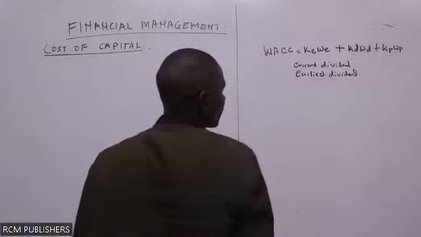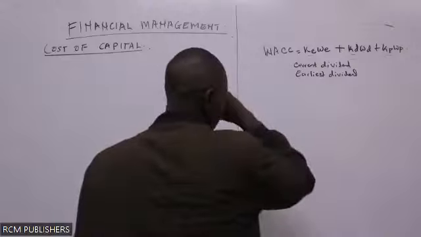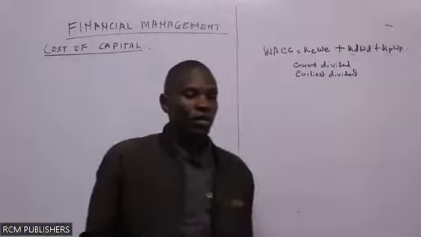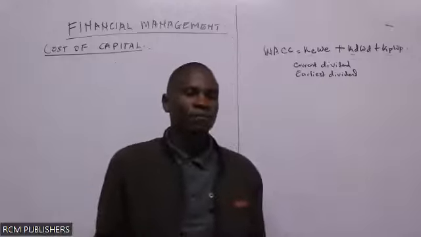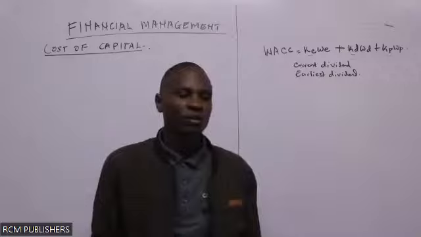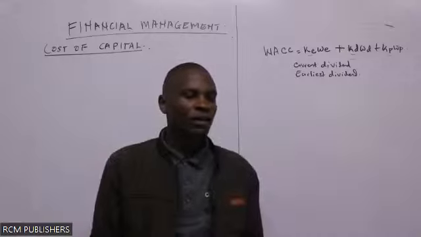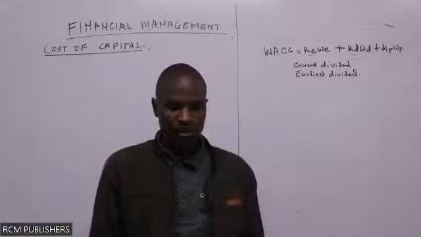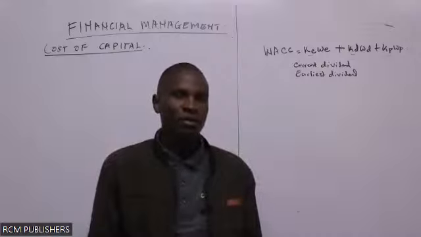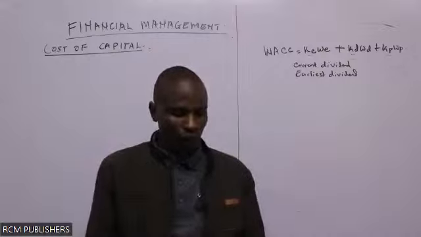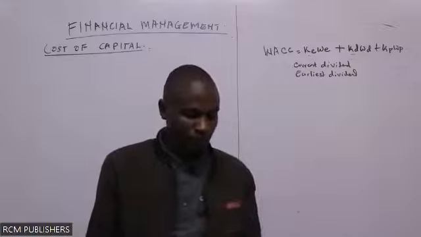There are some specific things that I need to have because I know the formula for getting the cost of equity. What's the formula of getting the cost of equity? That is KE. Or before then, what is our current dividend? Look at the question. Tell me what is our current dividend? Because I need to know that information.